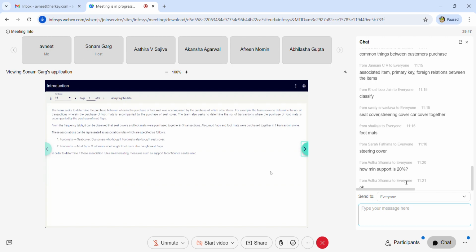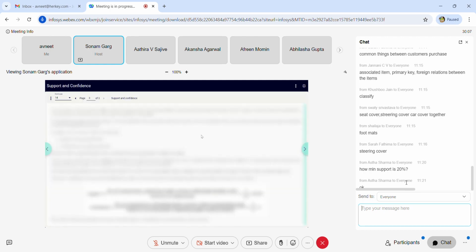Now, how do you claim that people who have purchased foot mats will also purchase seat cover? If they have purchased seat cover, they will purchase foot mats. If they have purchased foot mats, they'll purchase mud flaps. So we have to find all the possible combinations and minimum support and confidence for these transactions.